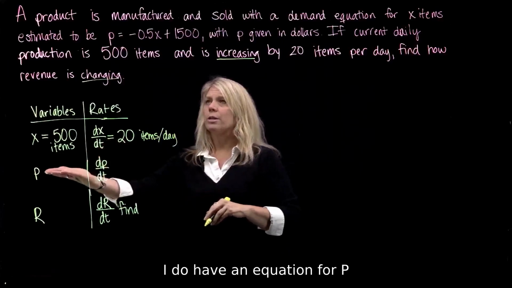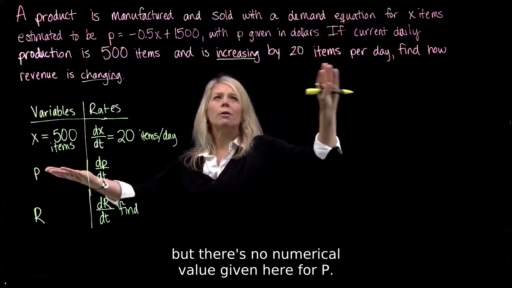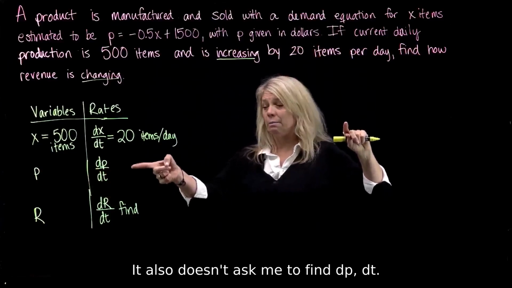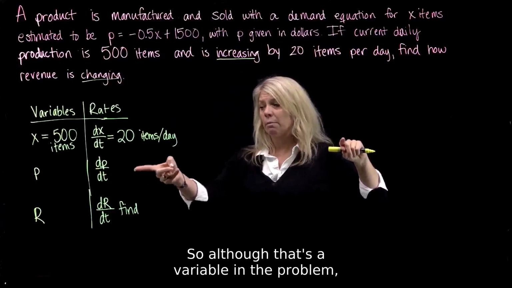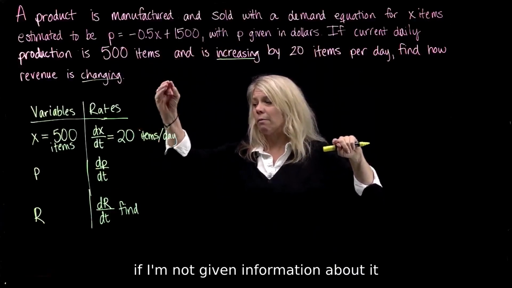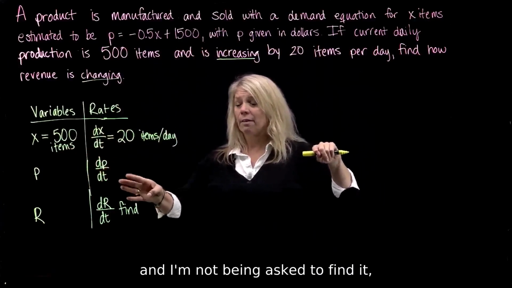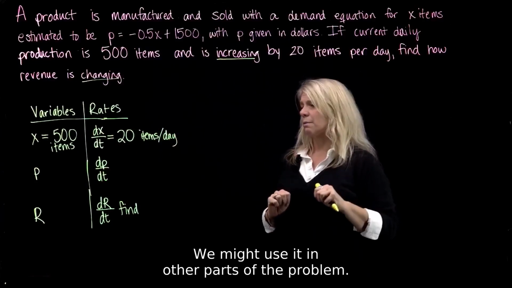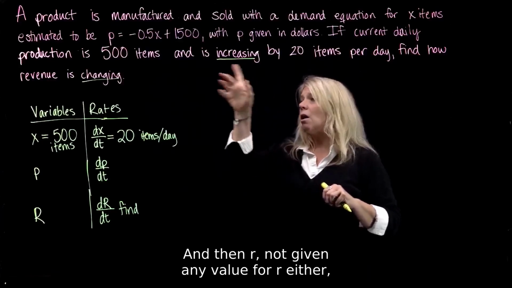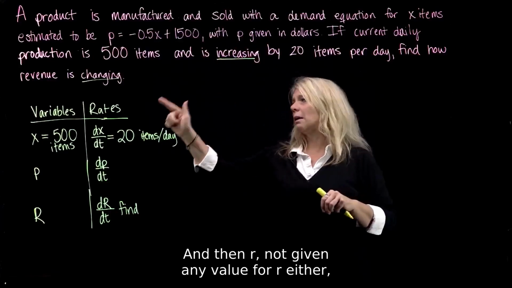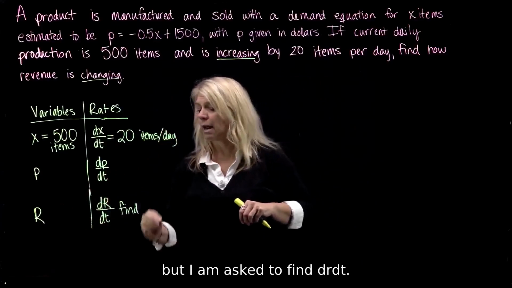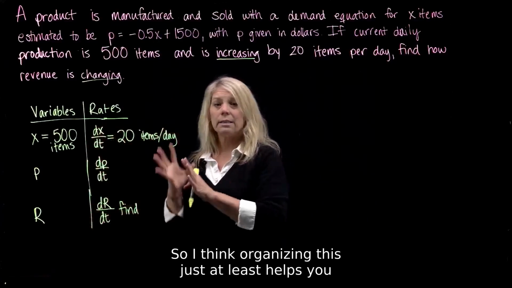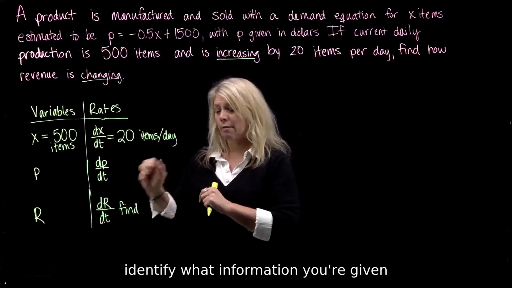I do have an equation for P, but there's no numerical value given here for P. It also doesn't ask me to find dp dt. So although that's a variable in the problem, if I'm not given information about it and I'm not being asked to find it, I just don't put anything in my chart for that. We might use it in other parts of the problem. And then R, not given any value for R either, but I am asked to find dr dt. So I think organizing this just at least helps you identify what information you're given and what you're being asked to find.